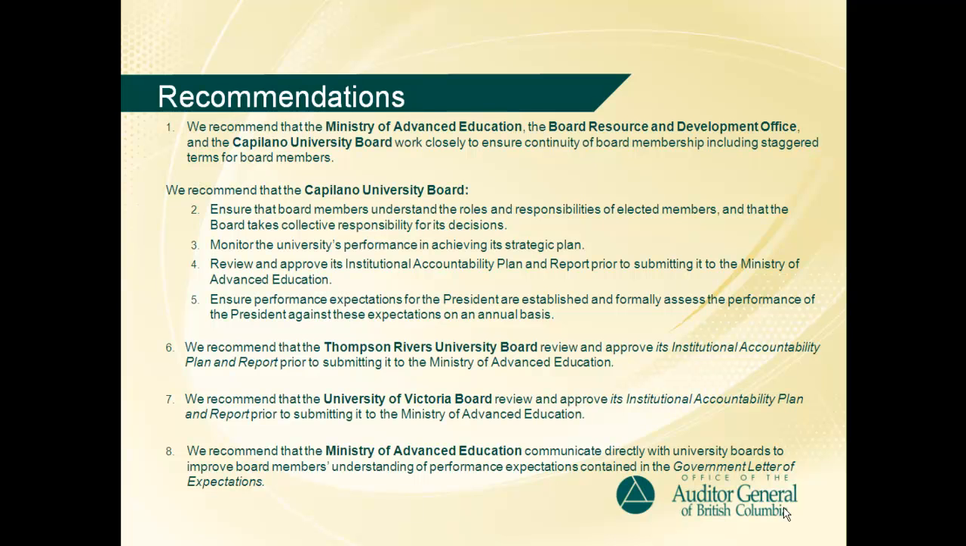The audit report contains 8 recommendations. We appreciate that they're very tightly displayed on this slide, however we wanted to ensure that they were easily accessible on a single slide. The Office of the Auditor General intends to conduct additional governance examinations of Crown agencies to identify further opportunities for improved governance. We will follow up with each of the universities and the ministry in 1 year to learn how they have addressed the recommendations in this report.